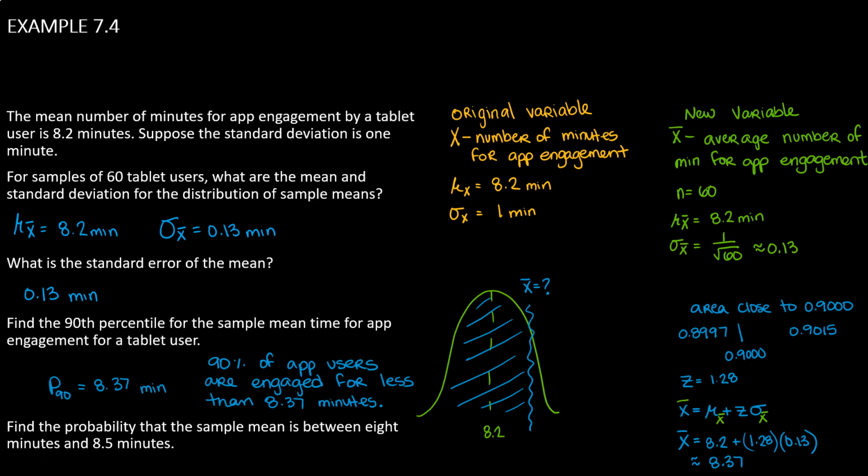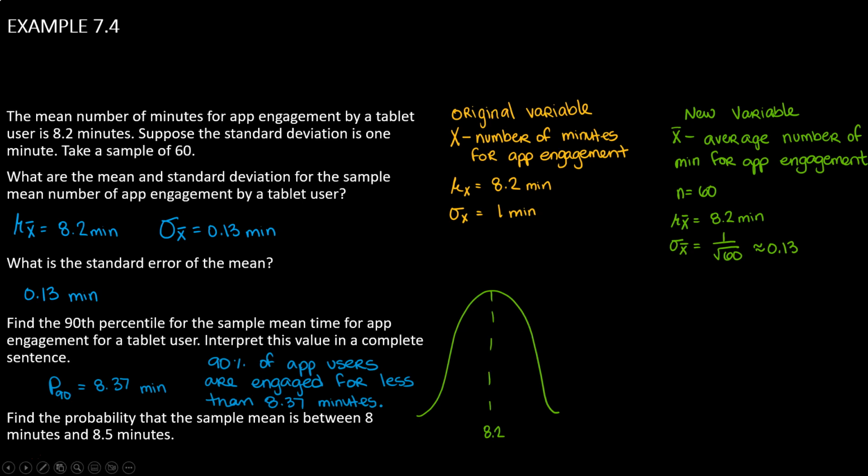One last question, and that's to find the probability that the sample mean is between 8 minutes and 8.5 minutes. I'm going to reset my drawing so that I can shade the area represented by this question. First, I'll write it as a mathematical statement. So we're looking for the probability that our sample mean, x bar, is between the values 8 and 8.5. And we can add that to our drawing, a vertical line at 8, a vertical line at 8.5, and we'll shade between them.